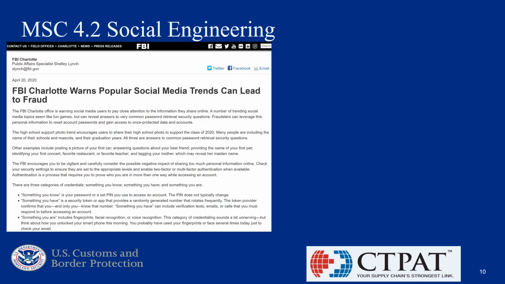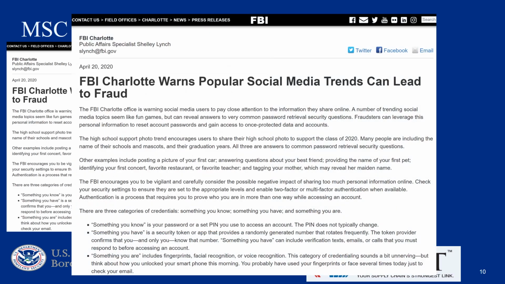This is a document released this year by the FBI. I will have a link to it as well beneath the video. I will make it a little bit bigger here. It warns about recent popular social media posts asking people to name their top 3 favorite foods, dog names, cars owned, etc., all kinds of things. All of these are answers to common password retrieval security questions. And this is an interesting read.